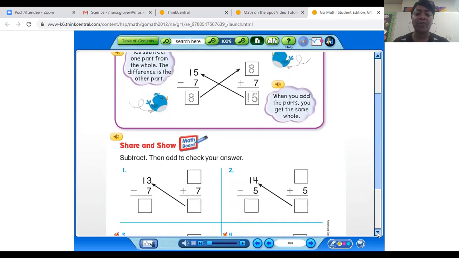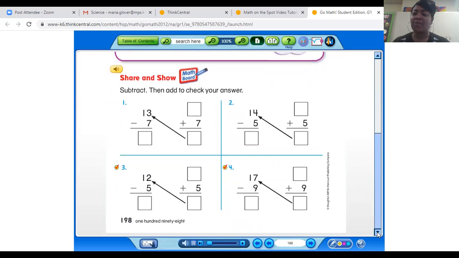So let's look at numbers 1 and 2. And then the rest, I know that you are smart enough to do on your own. So here's what you're going to do. You're going to subtract 13 minus 7. So you draw that out. You can pause the video. And we're going to figure out what 13 minus 7 is. Did you say that 13 minus 7 is 6? Good job.